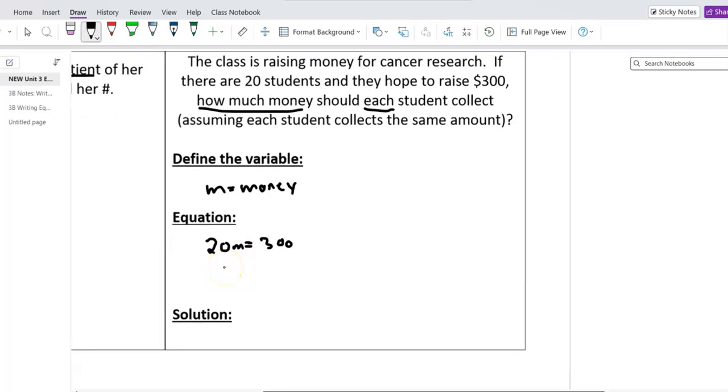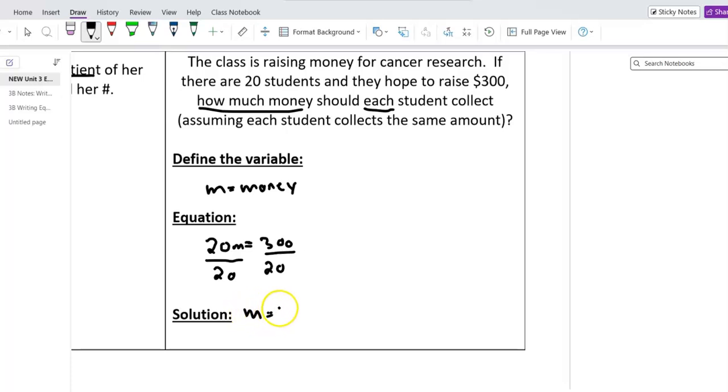So like we said, this is a multiplication problem. So we're going to go ahead and divide by 20 to isolate the variable, which means M is going to equal on this problem 15. It is a word problem though, so we do want to have a label, so this is going to be $15.